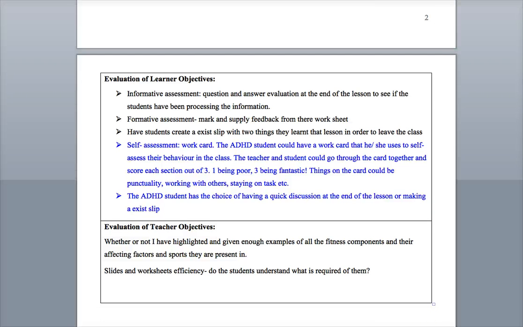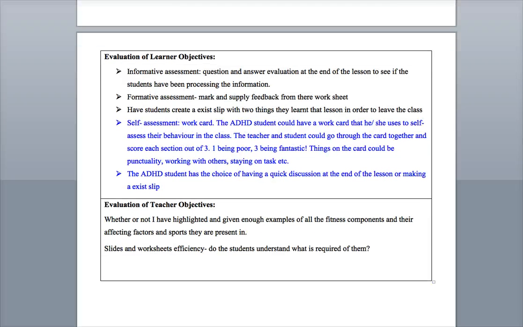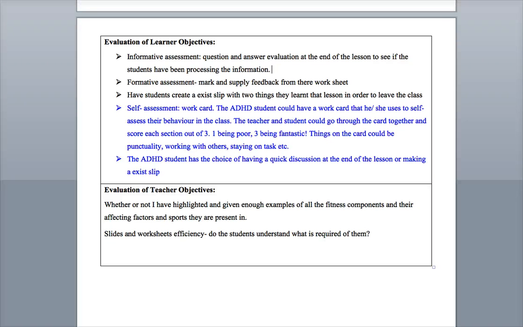For evaluation, there's summative assessment, a question and answer evaluation at the end of the lesson. Formative assessment is feedback from their worksheet, and then an exit slip. I used an exit slip on placement: students had to write down one or two things they learnt in that class before they could leave.